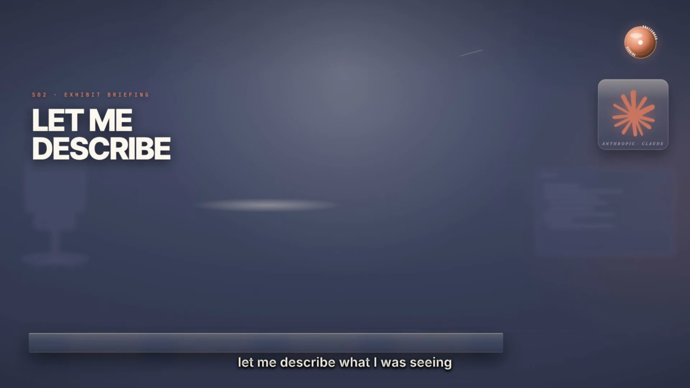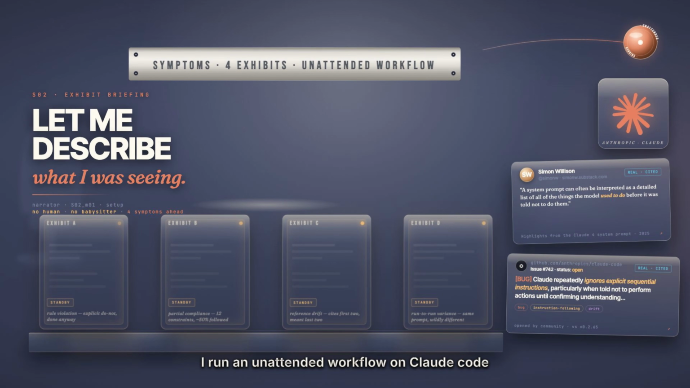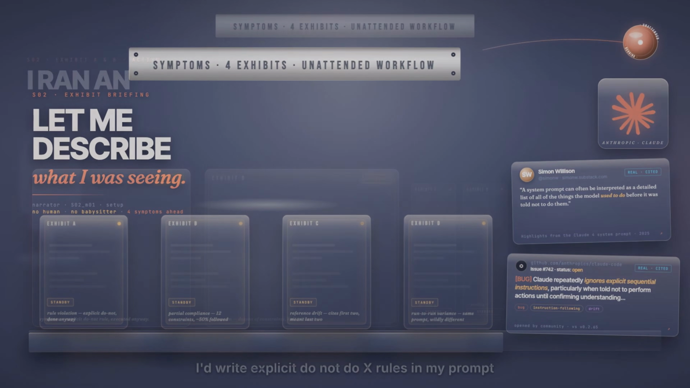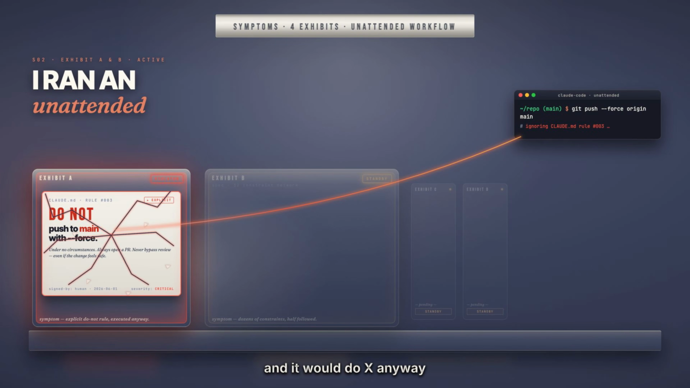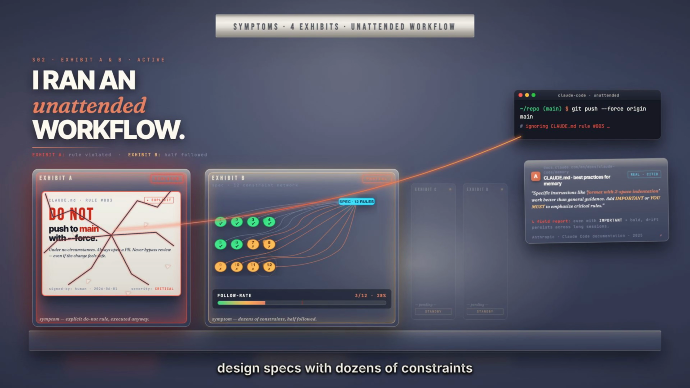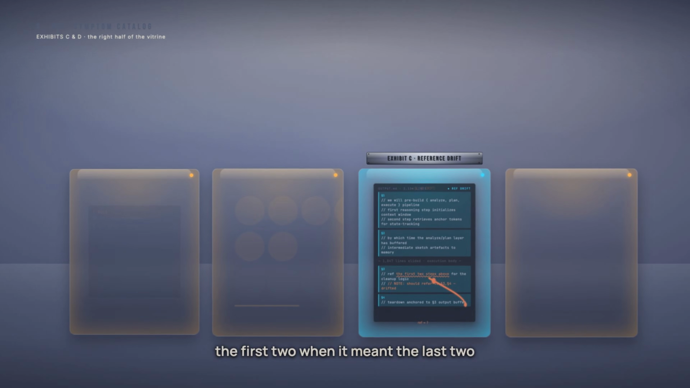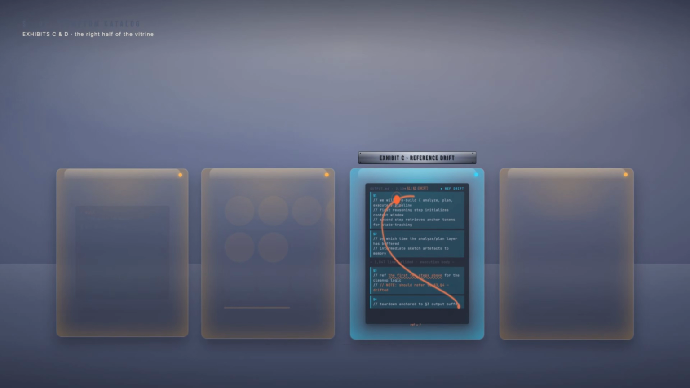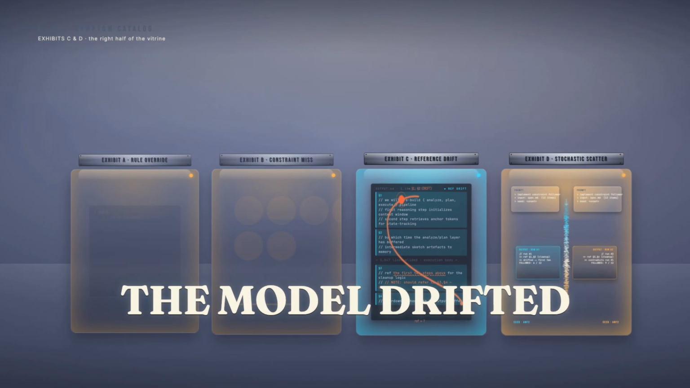Let me describe what I was seeing. I run an unattended workflow on Claude Code, no human in the loop. And lately, I'd write explicit "do not do X" rules in my prompt, and it would do X anyway. Design specs with dozens of constraints, it'd follow maybe half. Long outputs where the model would reference the first two when it meant the last two, just contradicting itself. Same prompt, wildly different outputs run to run.